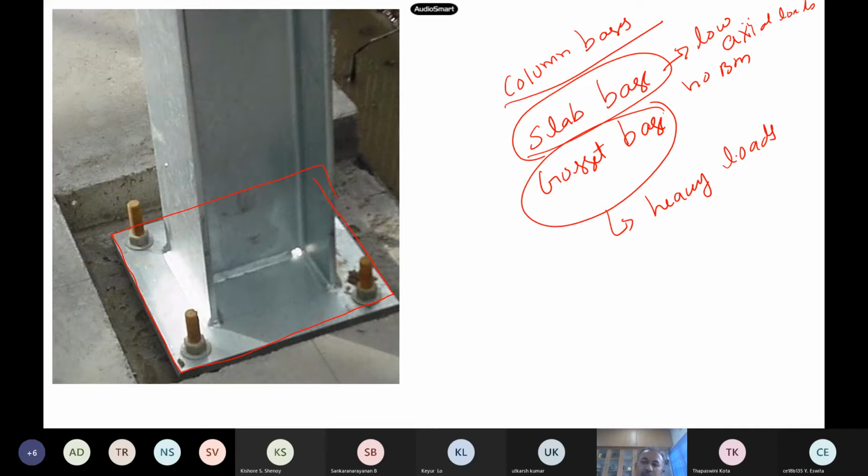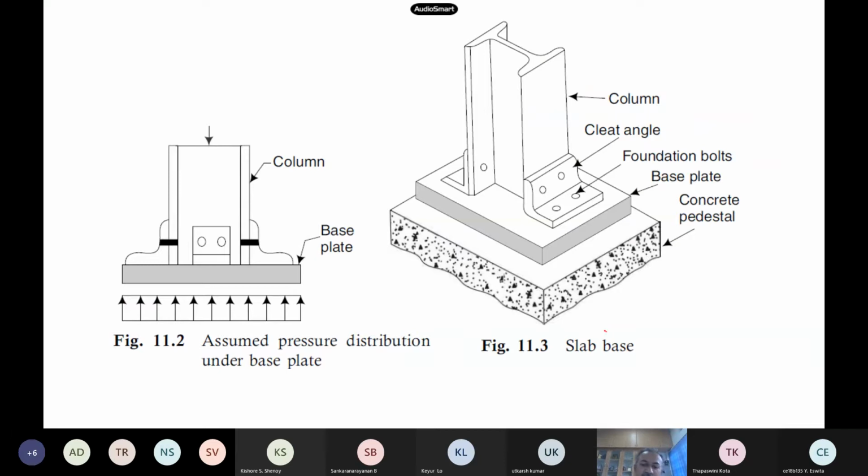And then the bending movements or whatever are there. So this gusset base is widely used in practice. So this is a typical slab base, that is the first one, which is very, very simple.